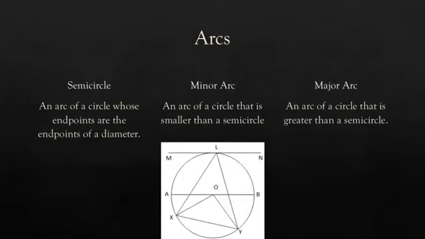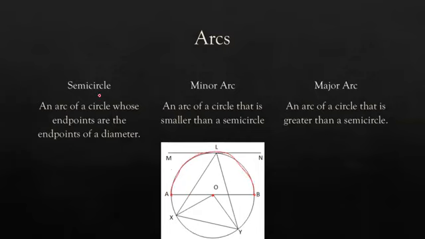Let's look at this example and see if we can find some. If O is the center, XO is a radius, and YO is a radius, OB is a radius, and OA is a radius, and so AB goes all the way across. AB would be a diameter. If AB is a diameter, then this arc over here could be a semicircle.